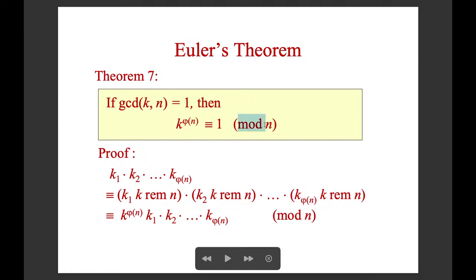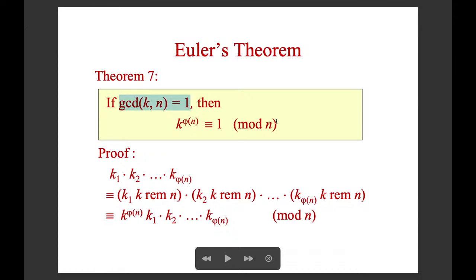Because of this, we can extend Fermat's little theorem to the general case. This time we mod n. Instead of a to the power p is equal to a, we have k to the power phi n is equal to 1 modulo n. But then we have conditions. The k that we talk about here must be coprime with n for this to be true.